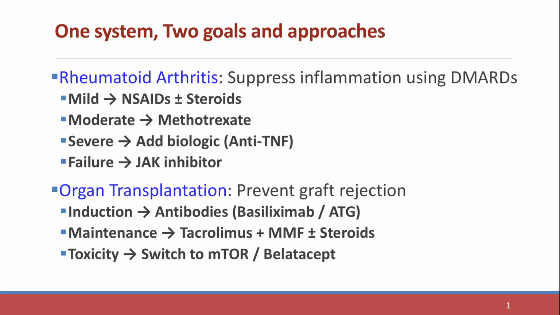In rheumatoid arthritis, the goal is to control inflammation and prevent joint destruction, so treatment follows a stepwise approach, starting with conventional disease-modifying anti-rheumatoid drugs or DMARDs, like methotrexate, and escalating to biologics or targeted synthetic drugs if needed. In contrast, transplantation requires immediate and sustained suppression of the immune response to prevent graft rejection, so therapy begins aggressively with induction phase, using antibodies, and continues with combination maintenance therapy using drugs such as tacrolimus and mycophenolate.